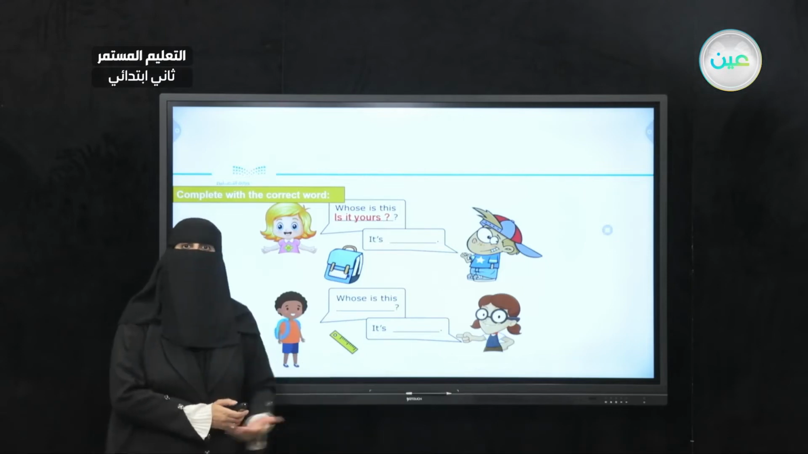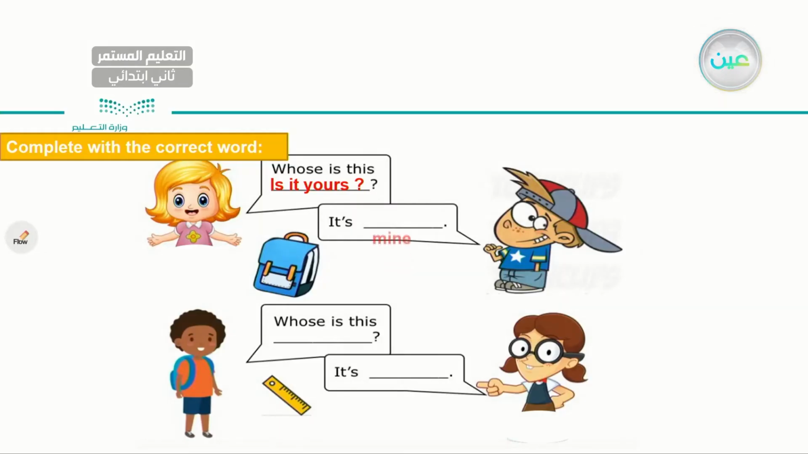Now let's look at the boy. Okay, it is mine. Okay, can you think of another answer? So he could say it is mine or it is my bag. Very good. Now, whose ruler is this? Is it mine? Now, let's look at the girl. So, remember, you can have two answers. We might say it is yours or it is your ruler.